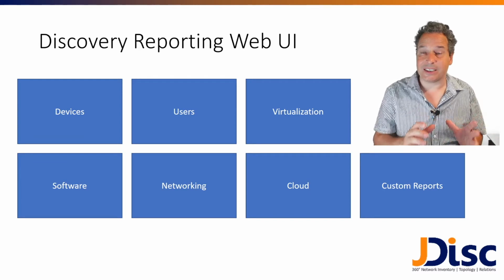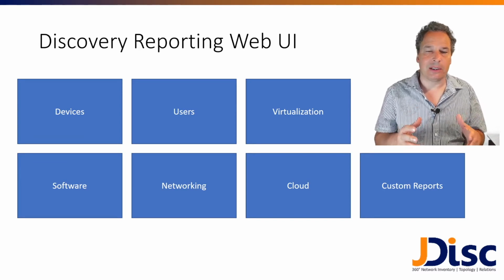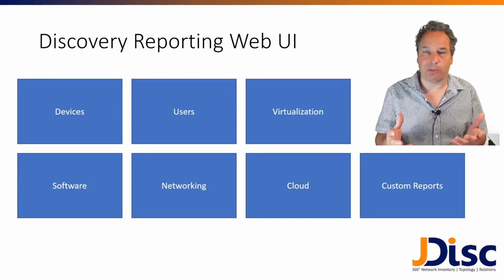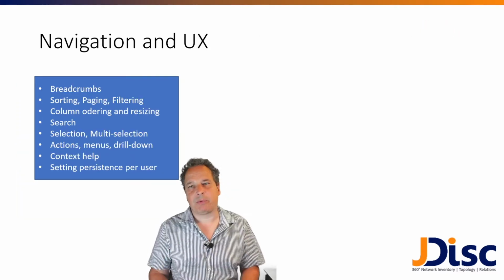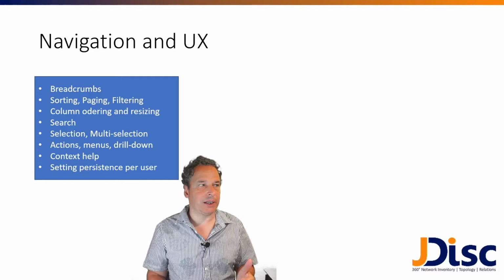And all of these areas that you have in the object model is something that you can see in the reporting UI, and that's what we want to look at today. So these are the things that we will look at in the reporting UI today.